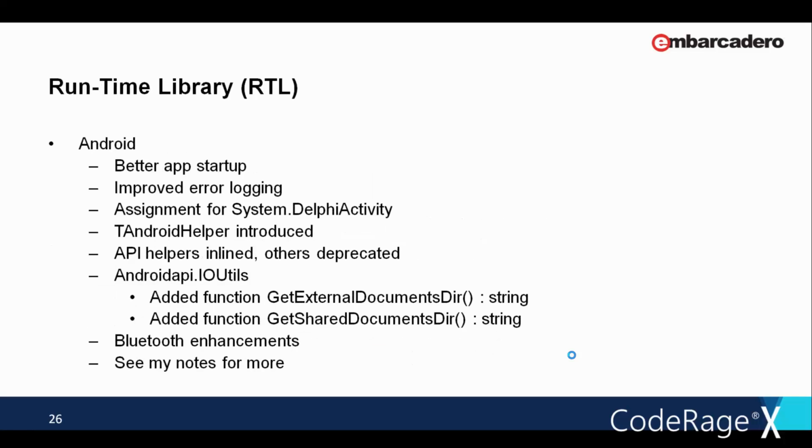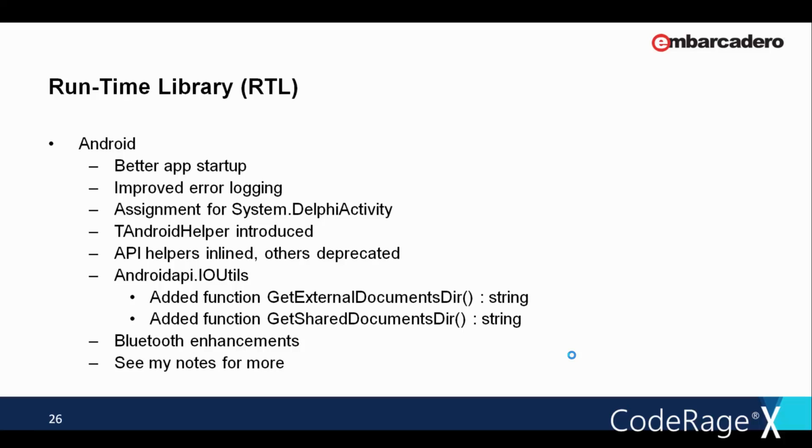And then under the RTL folder itself, there's an Android subfolder. Looking at that, there's better application startup and shutdown code in there. There's improved error logging for when various low-level errors occur for Android. There's assignment on startup for the system Delphi activity. The Android helper is introduced. Other helper functions have been inlined. Some have been deprecated, moved into Android helper.